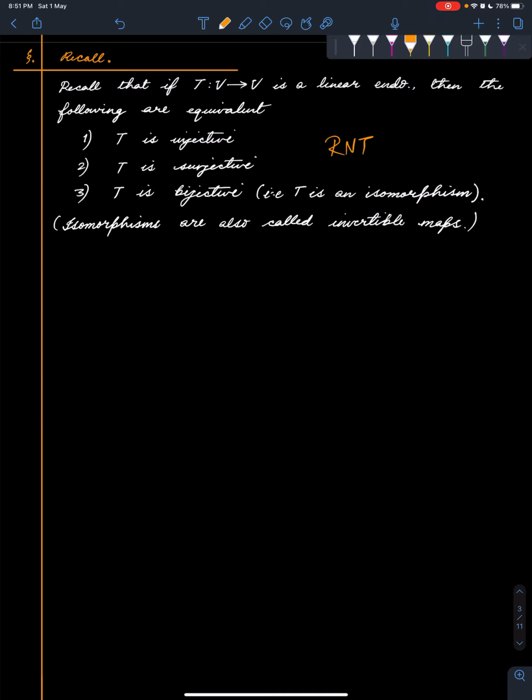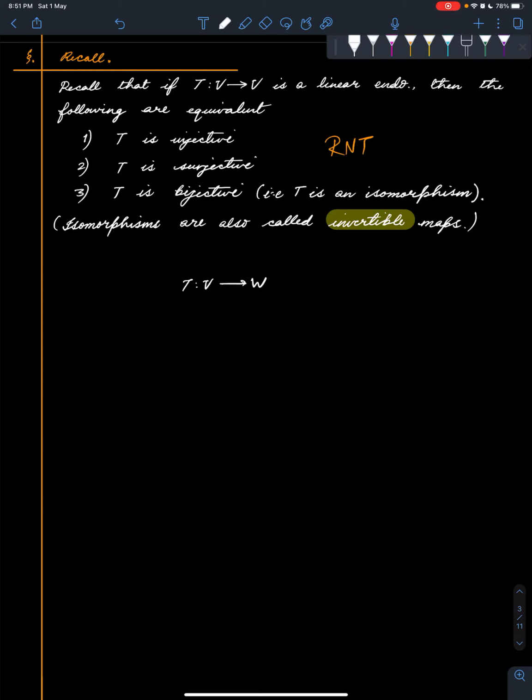One piece of terminology I'd like to mention is that isomorphisms are also called invertible maps. Suppose we have been given a linear map from a vector space to another vector space. We'll call this an invertible map if and only if it is an isomorphism. So it's just terminology. This is not a new concept.